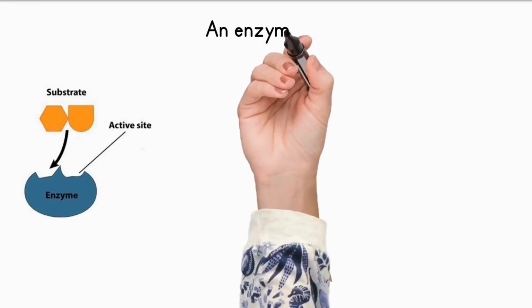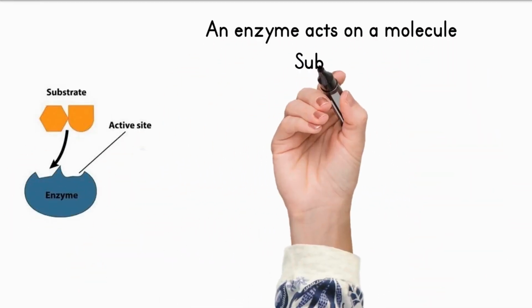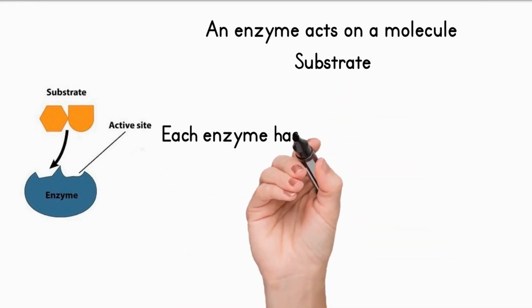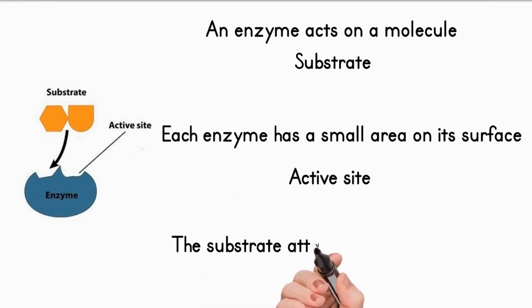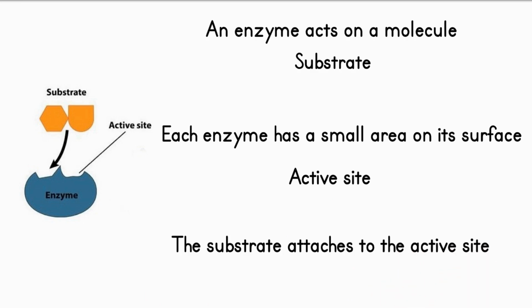The molecule that an enzyme acts on is called substrate. Each enzyme has a small area on its surface called the active site. The substrate attaches to the active site of the enzyme.